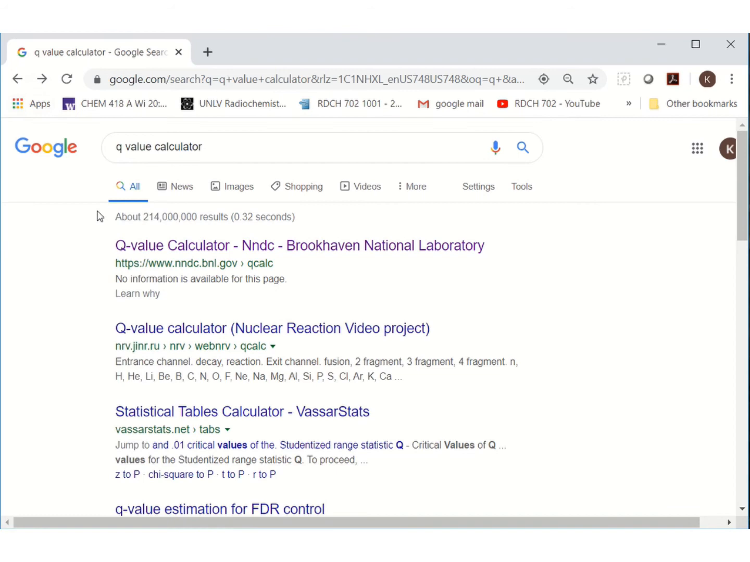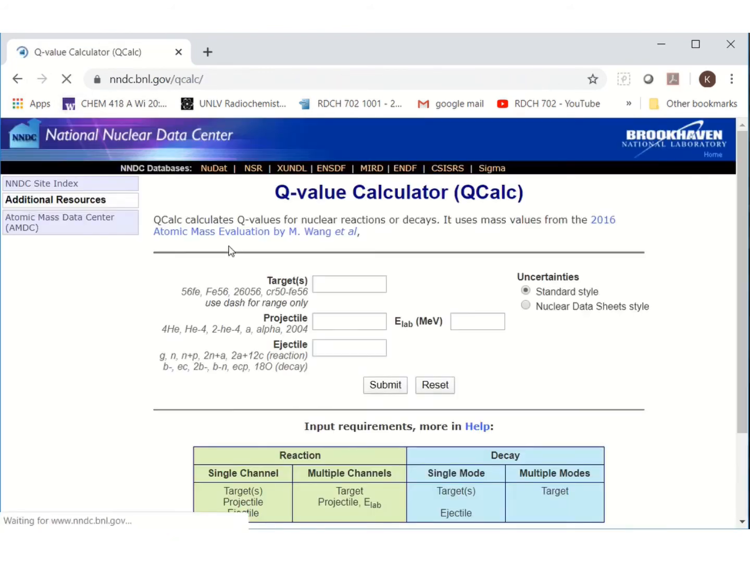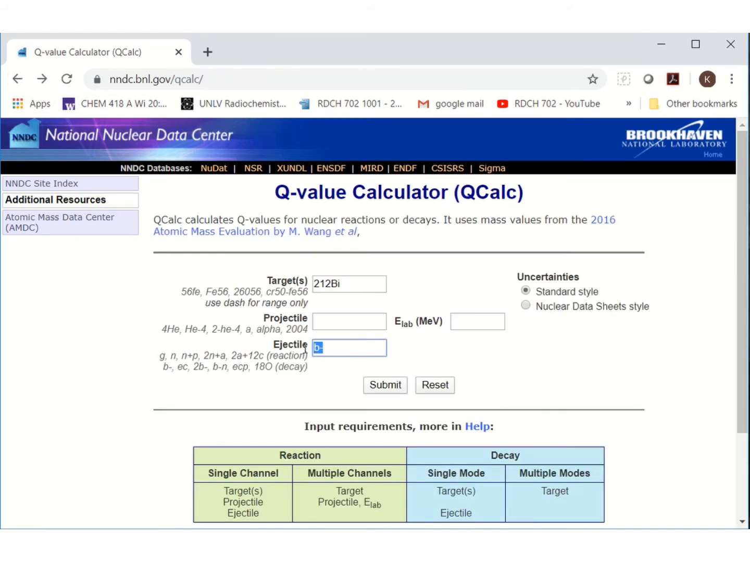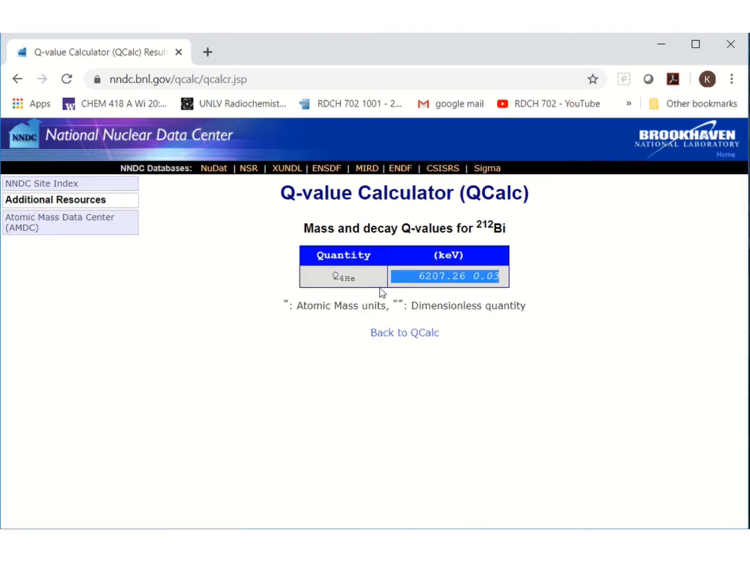Okay, so we can go back, and the one thing about the Brookhaven calculator is that if I went to bismuth-212, and let's say I just wanted to add an ejectile, so a decay, over here I can list all these types of decays. These are shown here. So B minus is beta minus. I can get the reaction straight. If I wrote HE, I can get the alpha decay straight away.